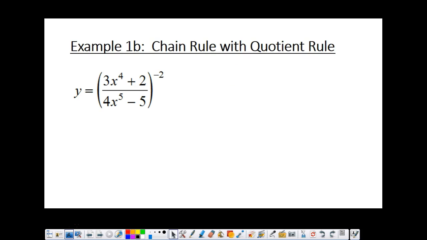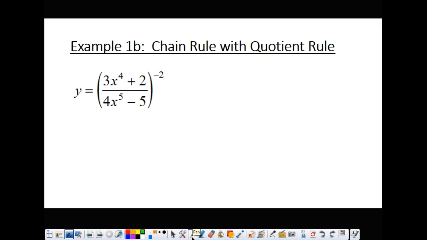Okay, so what rules do you guys see here? You see quotient rule, and do you see the chain rule? Okay, so this one's kind of interesting. What rule would we do first? Quotient rule. So let's look at that really quick. I think we would do the chain rule first. Now here's why. I know in the last one, I did product rule first, right?